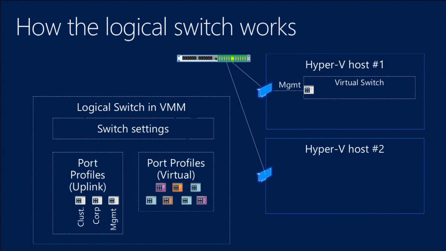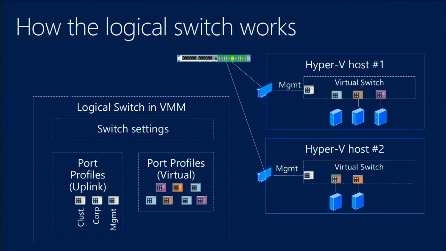How the logical switch works? Well, if you have two Hyper-V hosts that are connected to a physical switch, in VMM, you essentially define the settings for how you want these hosts configured in the logical switch. So you have a number of virtual switch settings. You have port profiles that define your uplink connectivity. So all those networks that I just created as logical networks, this is where you say, this adapter is connected to this logical network. It's through the uplink port profile.